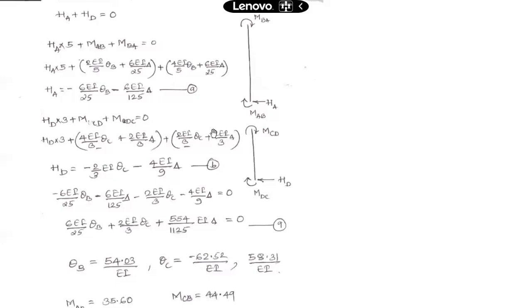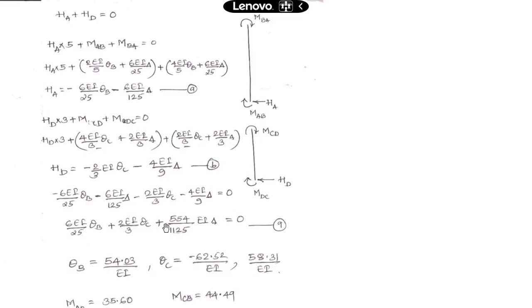So I'll use this A and B equations in my shear condition, HA plus HD equal to 0. I'll use them here. So on doing that, what I'll get is this over here, the equation number 9. When you add these two equations, A and B, and equate to 0, that is the shear condition. So this is what you'll get, 6 EI by 25 theta B plus 2 EI by 3 theta C plus 554 or 1125 EI delta is equal to 0. This is my ninth equation.